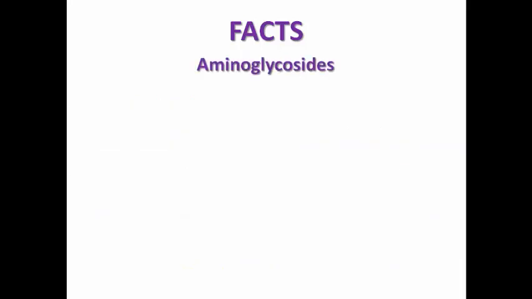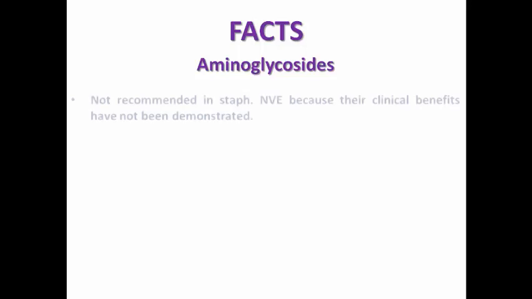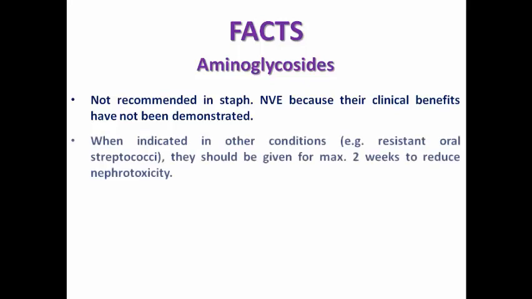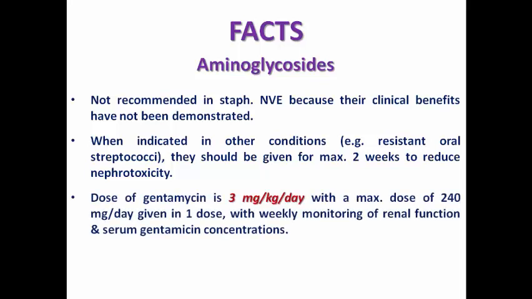The classical family of antibiotics to be used for infective endocarditis are of course the aminoglycosides. They are not recommended so far in staphylococcal native valve endocarditis because their clinical benefits have not been demonstrated. But when indicated in other conditions like resistant oral streptococci, they should be given for a maximum of 2 weeks, not more than this, to reduce the risk of nephrotoxicity.